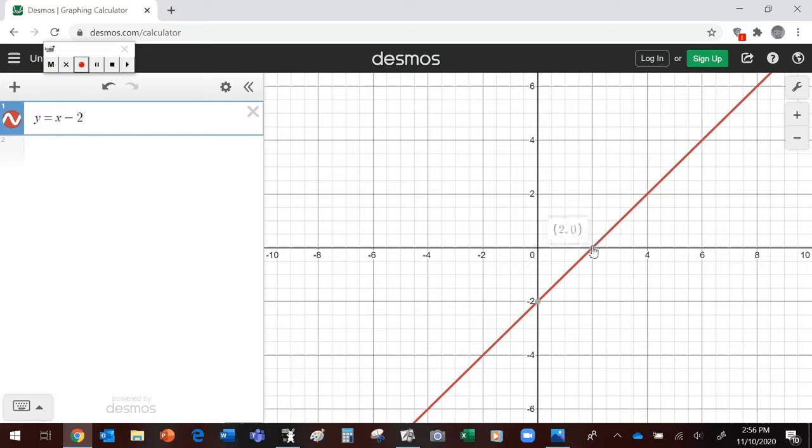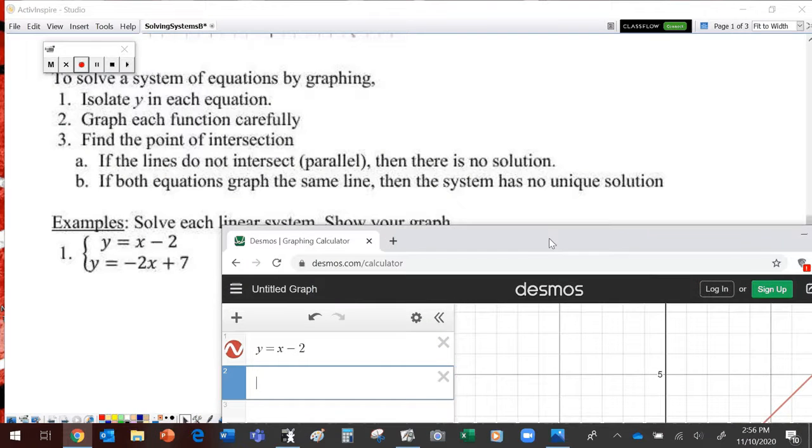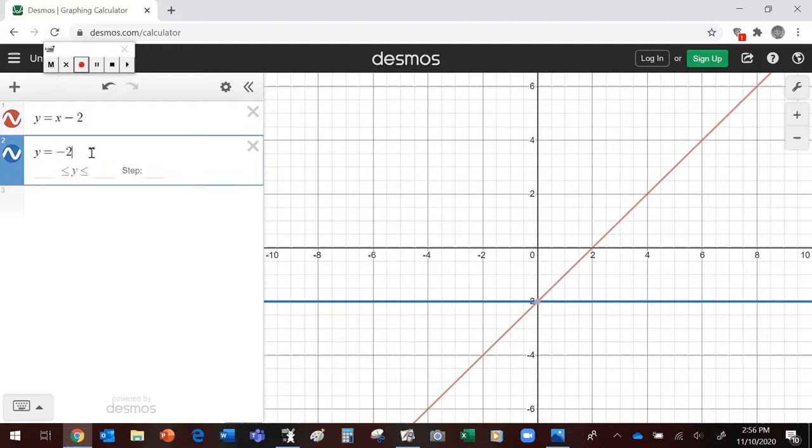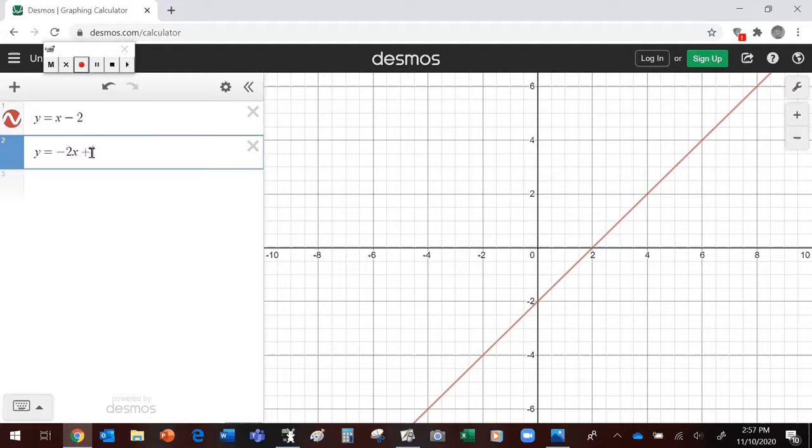And they've even put a couple of points on the grid for me. I've got my y-intercept, and I've got my x-intercept. But those aren't the points that I'm most interested in right now. What I also want, or what I really want, is the point where that intersects the other function. So I press enter, or I could just click right here, and that'll give me another spot to type another function. And I want negative 2x plus 7. So I'll type y equals negative 2x plus 7.